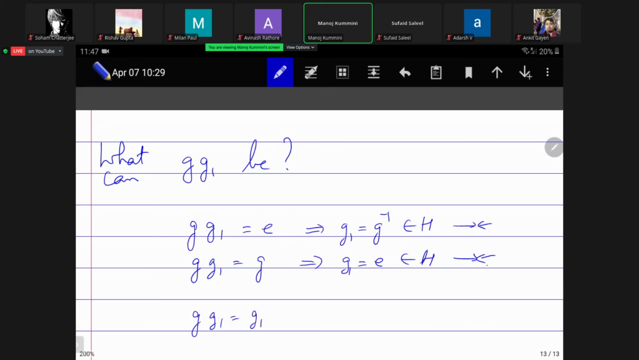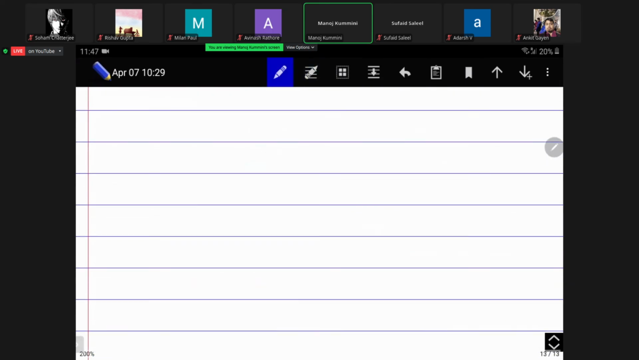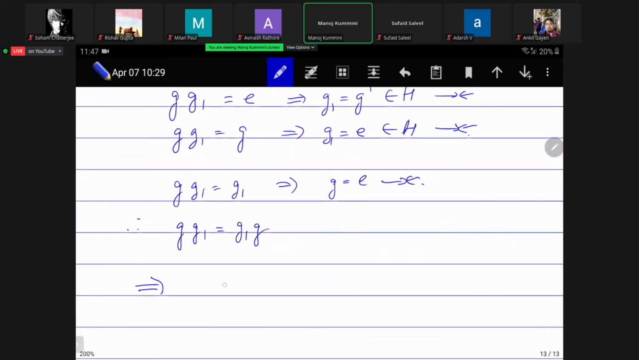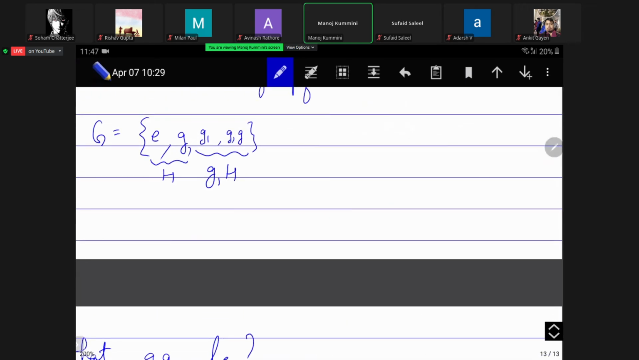G1 is G1 implies that G is identity, which is a contradiction because G was chosen to be a non-identity element. Therefore, the only option now is that G1 must equal G1G. From this one can conclude that G is abelian. Now there are 4 elements: E, G, G1, and G1G, which is also equal to GG1. So it's an abelian group.